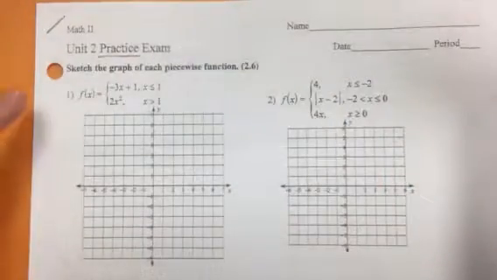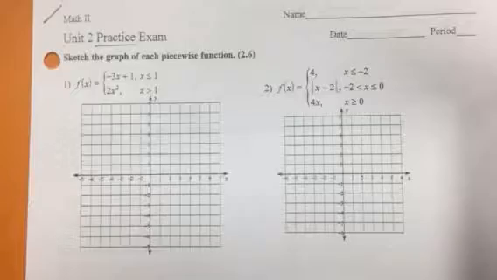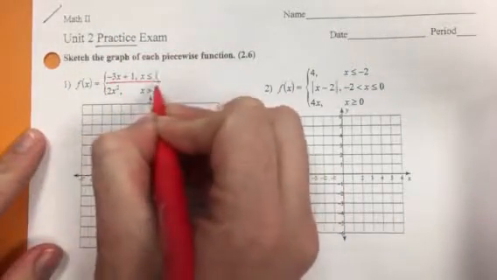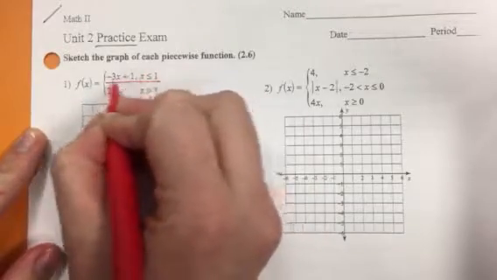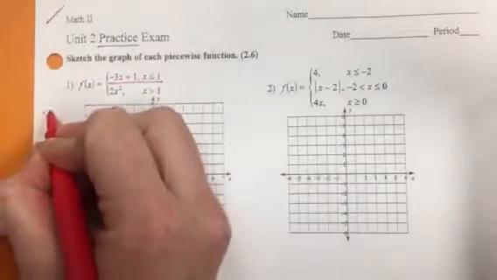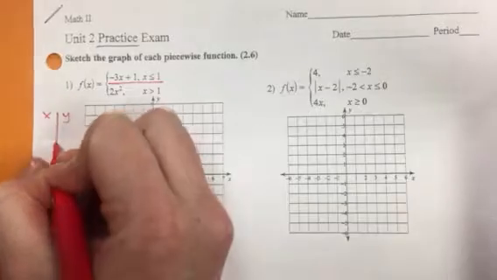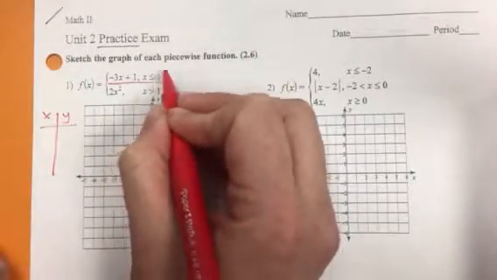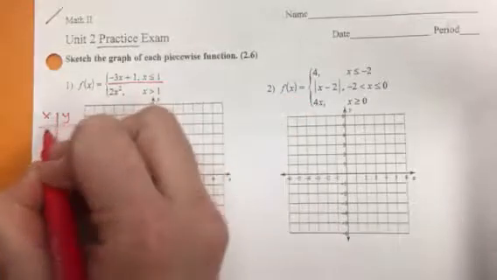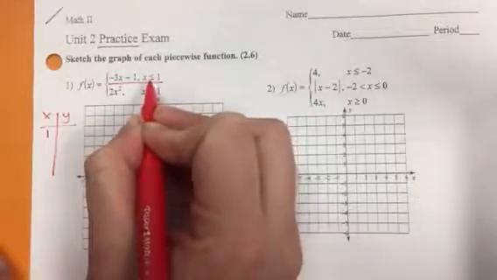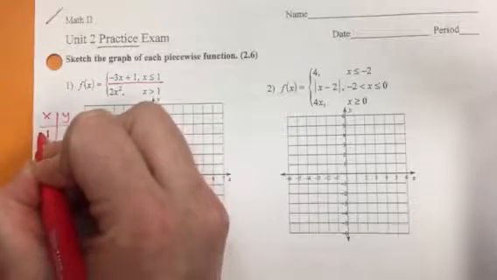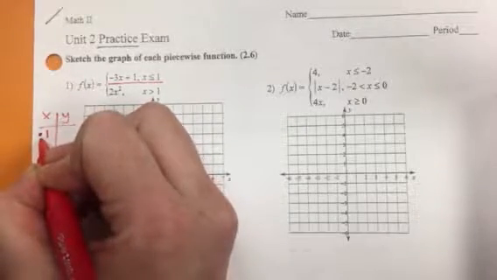Alright, for problems number 1 and 2, we are doing piecewise functions. So if I graph my first piece, I'm going to make my table in red. So I have x, y. Now I have to start with x as a 1. Put 1. And then because it is equal to 1, I have to put a closed dot on 1.